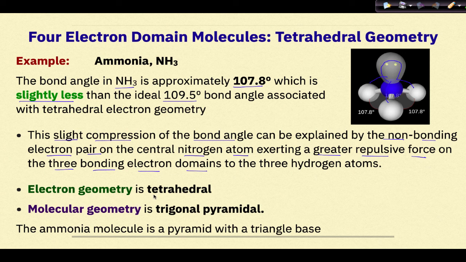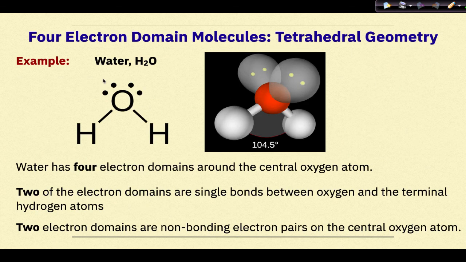The electron geometry is tetrahedral, and the molecular geometry is trigonal pyramidal. The ammonia molecule is a pyramid with a triangle base. Water, H2O. Water has 4 electron domains around the central oxygen atom. 2 of the electron domains are single bonds between oxygen and the terminal hydrogen atoms. So 1, 2. 2 electron domains are non-bonding electron pairs on the central oxygen atom.